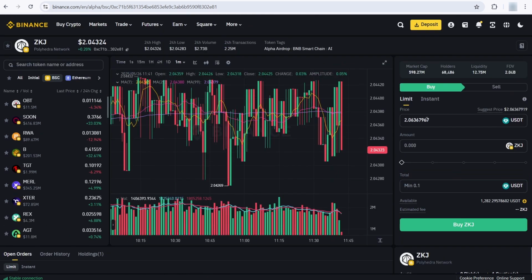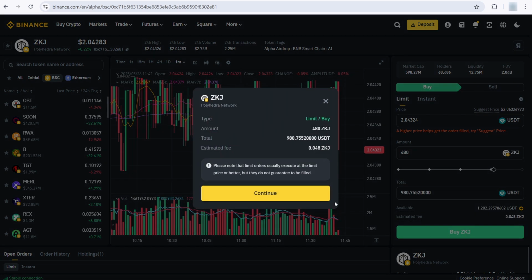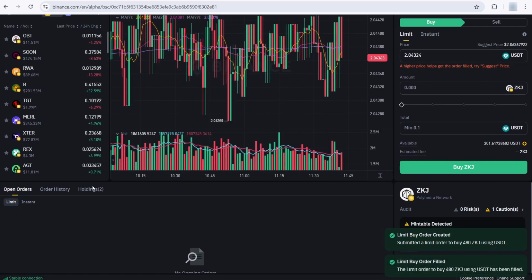Let's try doing this using the current token price. Paste it into the price field. I'm gonna do trades using 480 ZKJ, which is equal to 980 USDT. Buy ZKJ. The message you can see here is usually pretty informative. Please note that limit orders usually execute at the limit price or better, but they do not guarantee to be filled. Continue. Limit buy order created and filled.